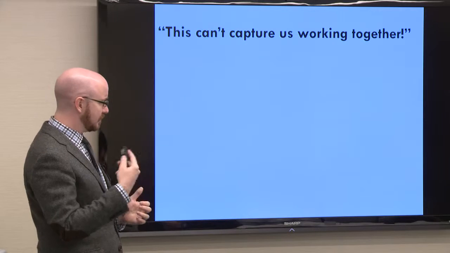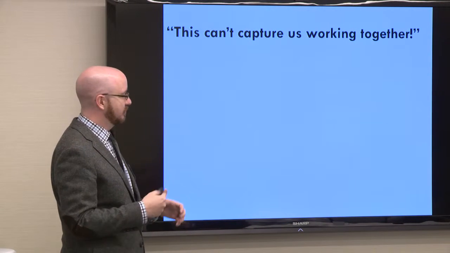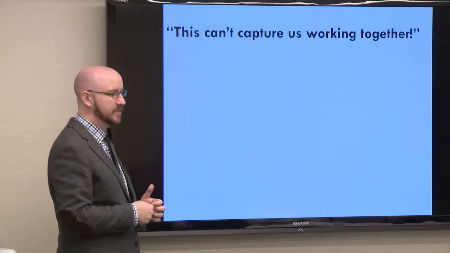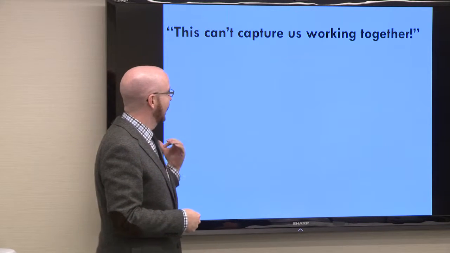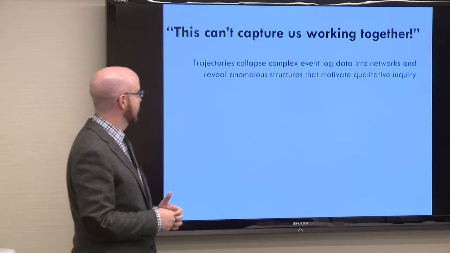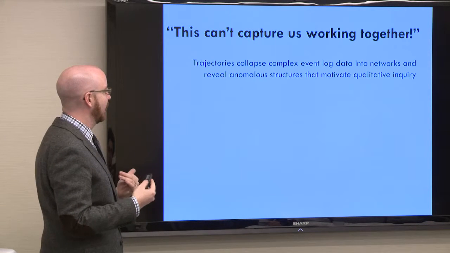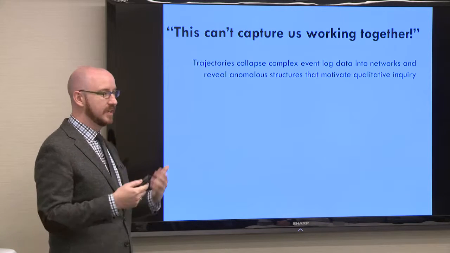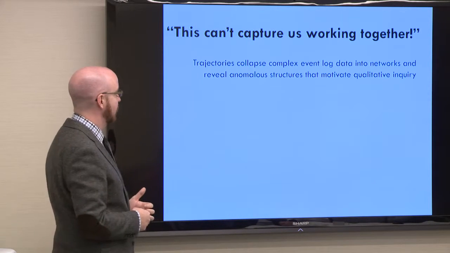And so to this objection that this approach doesn't really capture us working together, we might be working on completely different parts of the article, and that's certainly the case, but we also find that in practice, people are in fact working together and moving across these different articles in these ways. We're able to collapse this really complex event log data into these networks and reveal these interesting anomalous structures. And given these anomalies, we can begin to dive in and do some really fun qualitative and mixed methods inquiry.